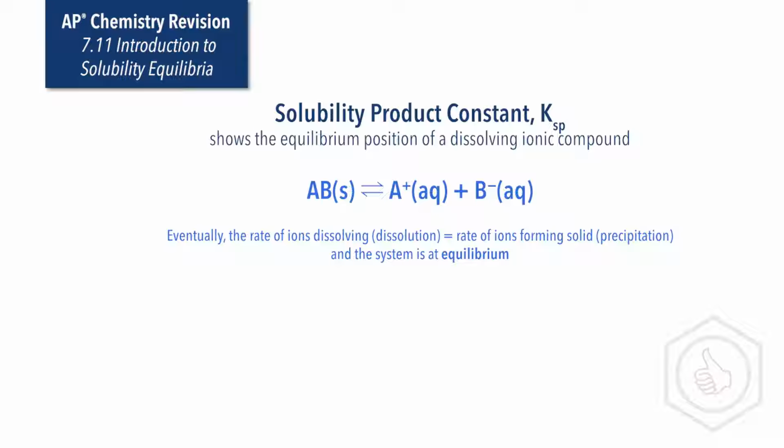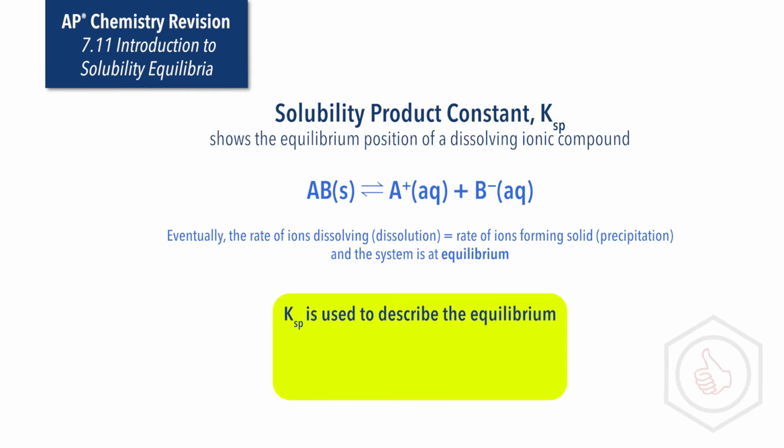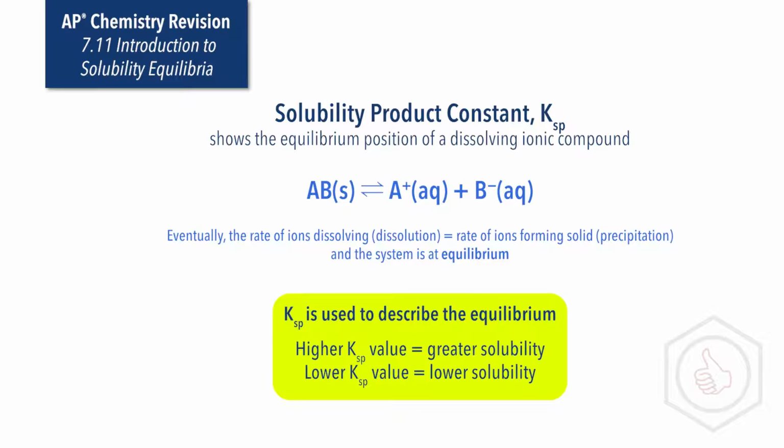We can describe this equilibrium using the solubility product constant, KSP. It reflects how soluble a salt is. A higher KSP value means greater solubility, while a lower KSP value indicates that only a small amount of solid is dissolved at any one moment in time, so a very low solubility.